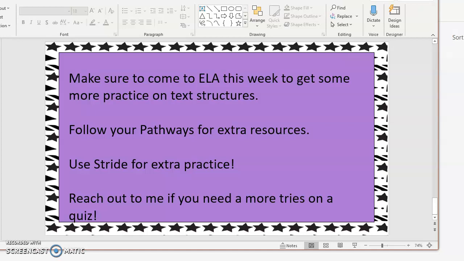Make sure you're following your pathways. Answer those questions, follow the pathways to help you to get better understanding and know what you still need to work on or you can move on to. Make sure you're completing all of your summit courses. Stride is just for extra practice, okay? Make sure you reach out to me if you need more tries on your assessments, and I will reset them for you.